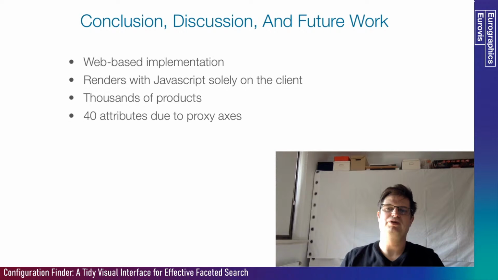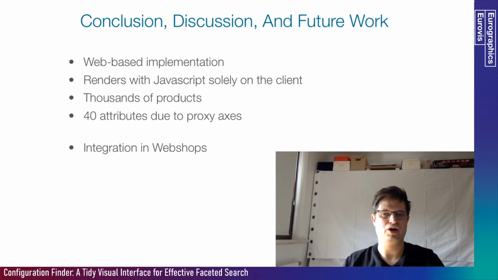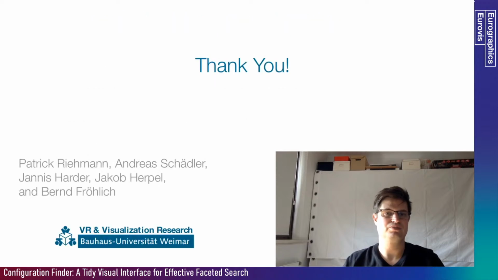While our web-based implementation renders with JavaScript solely on the client, it already scales to thousands of products with more than 40 attributes. Even larger datasets would require aggregation techniques such as clustering very similar products into a single one. However, when continuing the work with our experts, we have to find out how to integrate those features into regular webshop interfaces. Thank you.